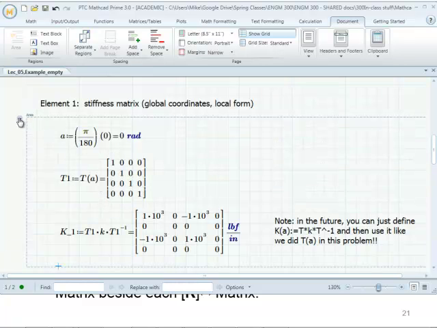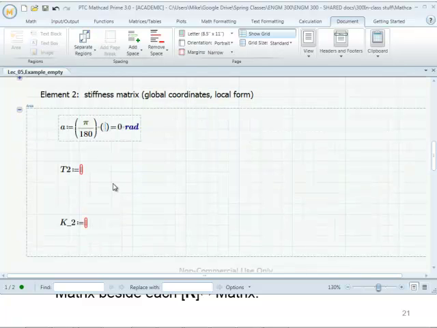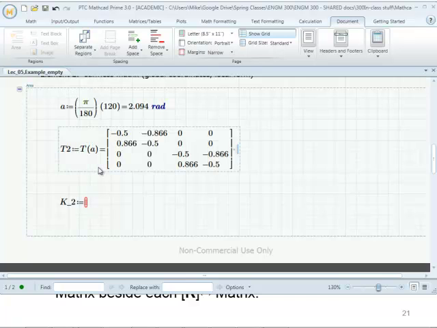All right, so I'm going to close that up. We'll go to element 2. What's element 2's angle? 120. And then for T2, we're going to put in T as a function of A equals.